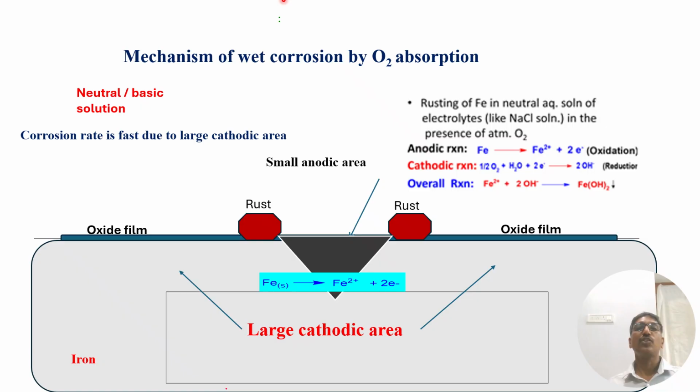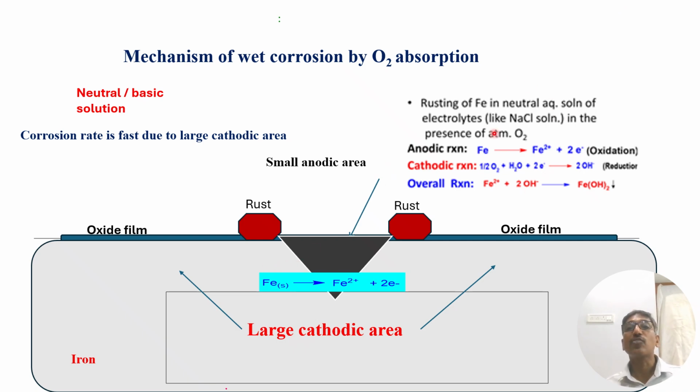As the crack continues to corrode and more ferric hydroxide accumulates, that's nothing but rust, the damage compounds, making this oxygen absorption mechanism under neutral conditions particularly aggressive compared to hydrogen evolution in acidic environment.